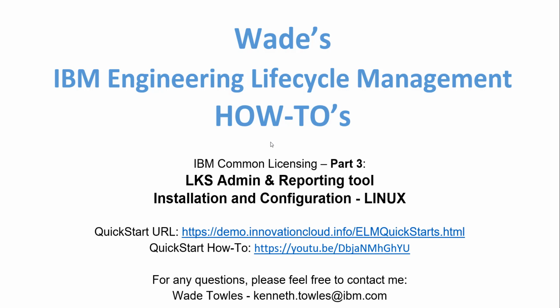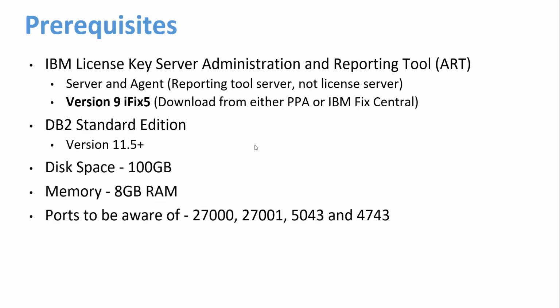First, we'll go through our prerequisites. These are the same as on the Windows. Download the IBM license key server and administration and reporting tool, or the ART, the server and the agent. It's two tools. It's a reporting tool server, not the license server. I've downloaded iFix 5 of version 9, but download the latest version. Also, we're going to install the license key server version 9. You'll need DB2 Standard Edition version 11.5 plus.